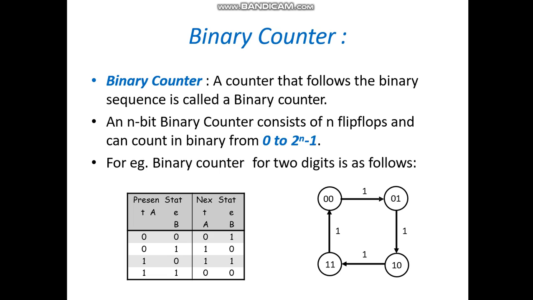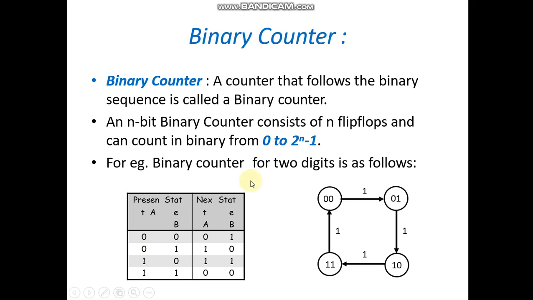So this is the basic binary counter. A counter that follows the binary sequence is called a binary counter. An n-bit binary counter consists of n flip-flops and can count in binary form from 0 to 2 power n minus 1. For example, a binary counter for 2 digits also follows the present state and next state.